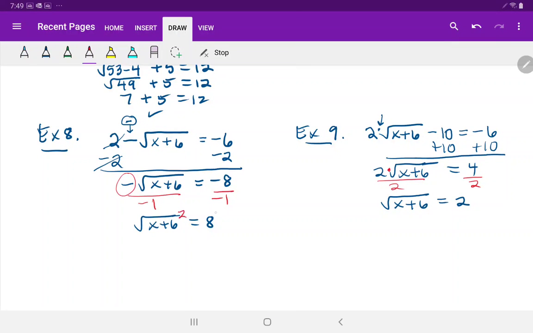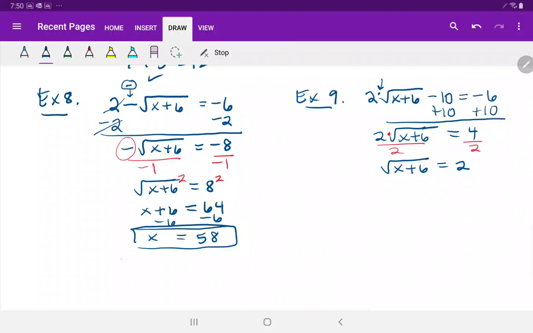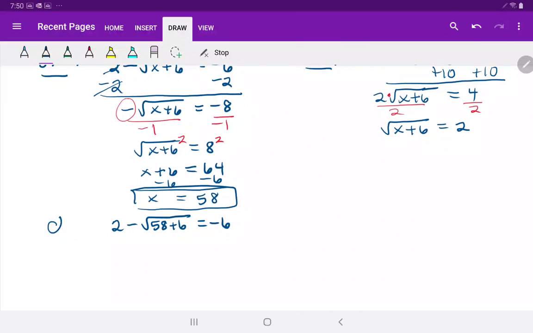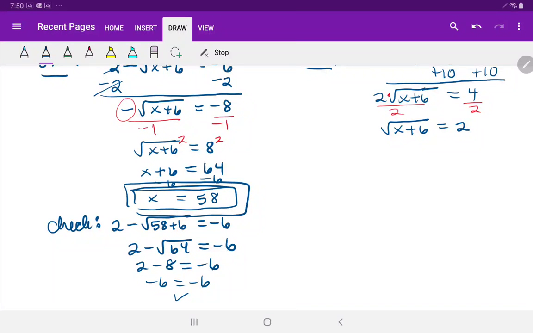So how do you get rid of a square root? And square roots are the most common radicals that you'll see in math. X plus 6 equals 64. Minus 6 minus 6. X equals 58. I do have to do full checks on these because they're even radicals. So you put the number back in and work it out. So I'm going to put check. 2 minus radical 64 equals negative 6. 2 minus 8 equals negative 6. Okay, that's true. So this is the answer for that one.